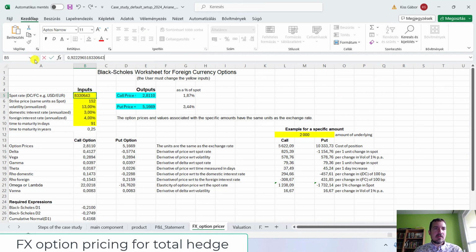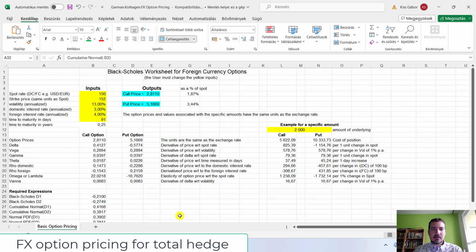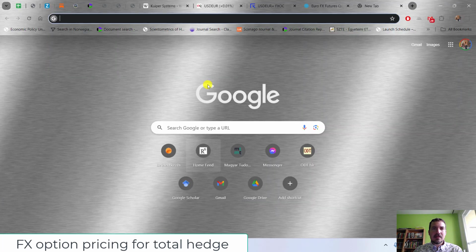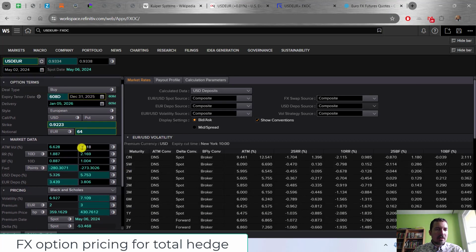So we will have this stock price. We would like to have the same. So we would like to fix the two currencies. What is the volatility? The volatility, okay, this will come from the market data. So what was the implied volatility? 6.628%.